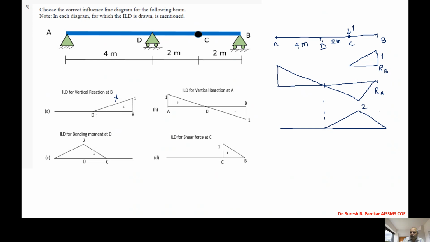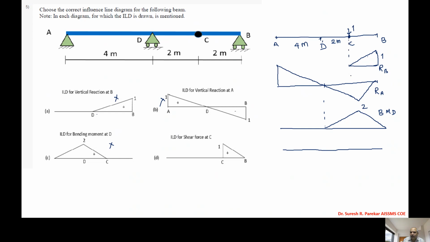So this is the bending moment at D. Now this is also wrong, this is also wrong, this is also wrong. So automatically this is correct, because they are interested in the ILD for shear force at C.